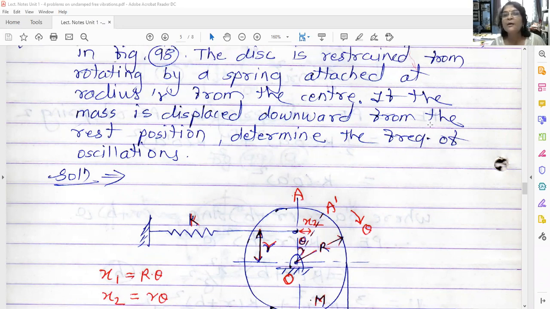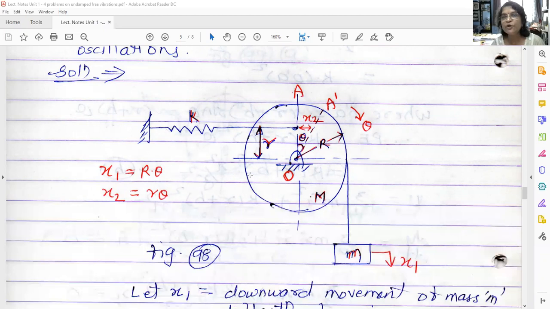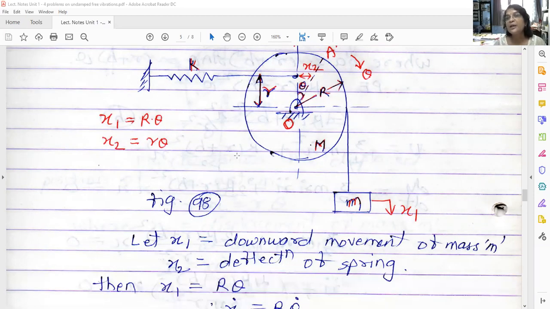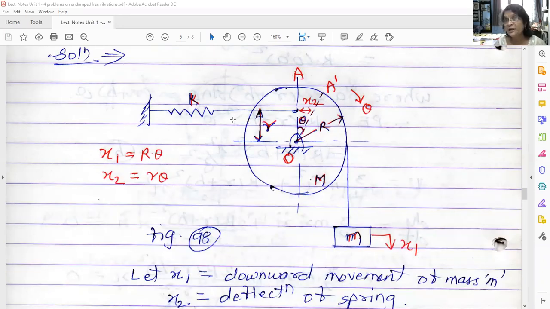Okay, if the mass is displaced downward from the rest position, determine the frequency of oscillation. So what we are going to find out: if I displace this mass downward by, suppose, x1 amount, okay, and release it, this system will vibrate. So what is the natural frequency of vibration of this system, that we have to find out. Okay, now see, there are three parameters here which are connected with each other. Okay, one is small x1. This m will move downward by x1 amount.